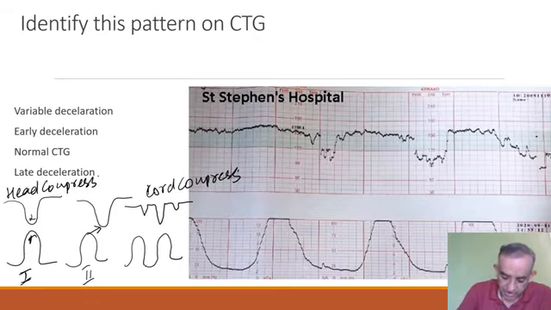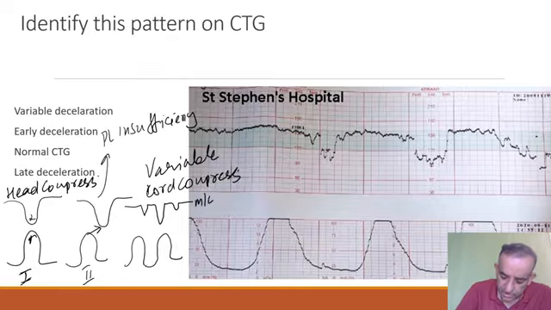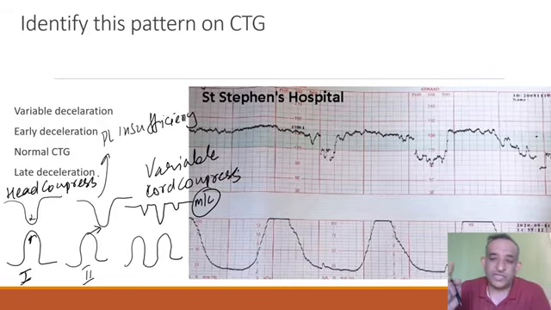If it is not coinciding, like type 2 deceleration, it is seen in placental insufficiency. All right. And third one, it is the cord compression. Umbilical cord compression causes the variable deceleration. This is the most common deceleration. Variable deceleration is the most common deceleration and is mostly normal.